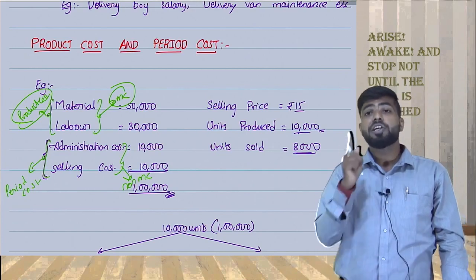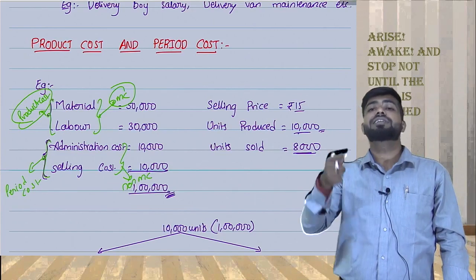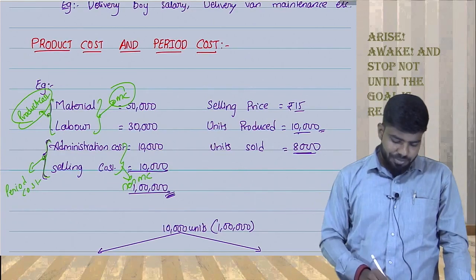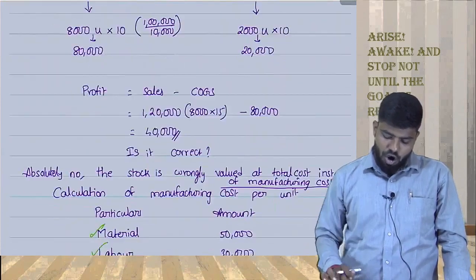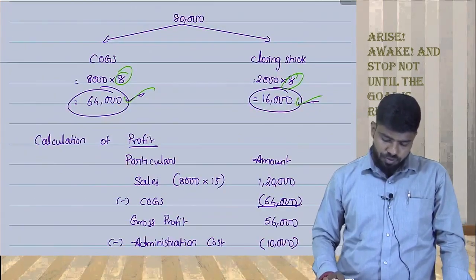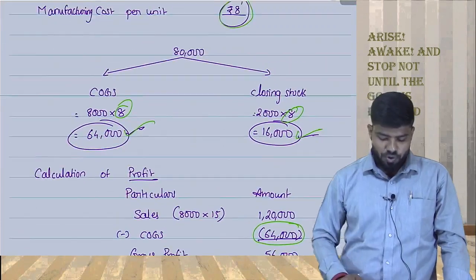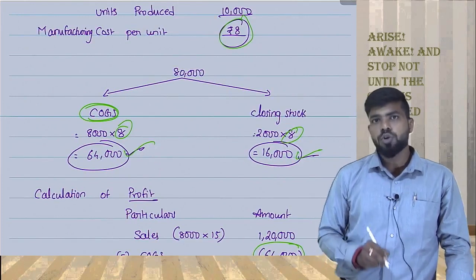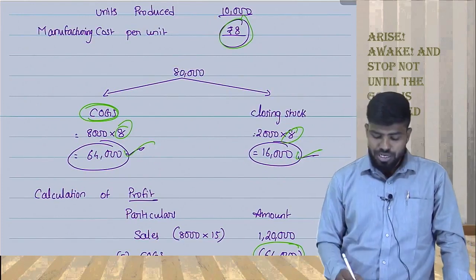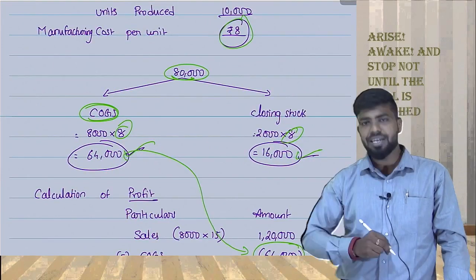Understanding? Product cost will expire to the extent of goods sold, unexpired to the extent of closing stock. If you look at this product cost, how much? 80,000. Out of 80,000, how much are we charging against current year revenue? We are charging only 64,000. What is that 64,000? It is the value to the extent of cost of goods sold. Even though the total is 80,000, we are charging only 64,000 against the current year revenue.